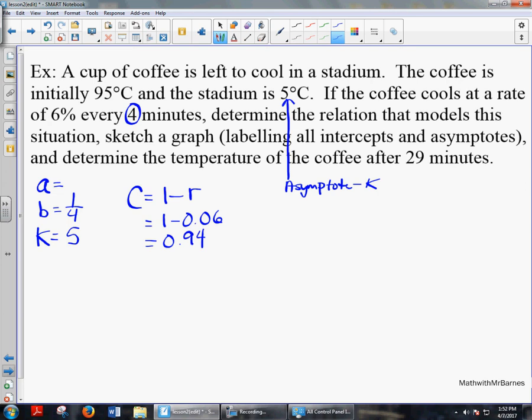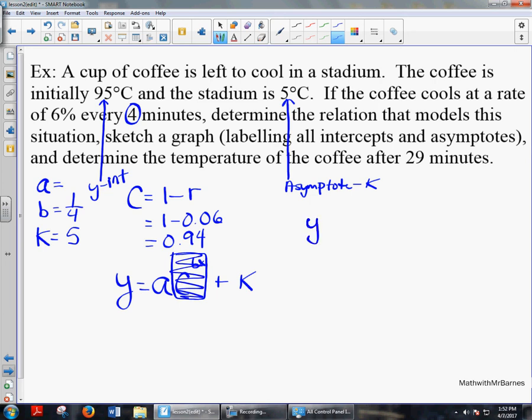So let's write out what we have so far. We have a c to the bx plus k. So we don't have our a value. Now it does say the coffee initially starts at 95. So that means that's my y-intercept right there. So what we need to think about is what happens if x is equal to 0. Well, in this form where you don't have an h value, if x is equal to 0, that thing disappears. And you get left with this.